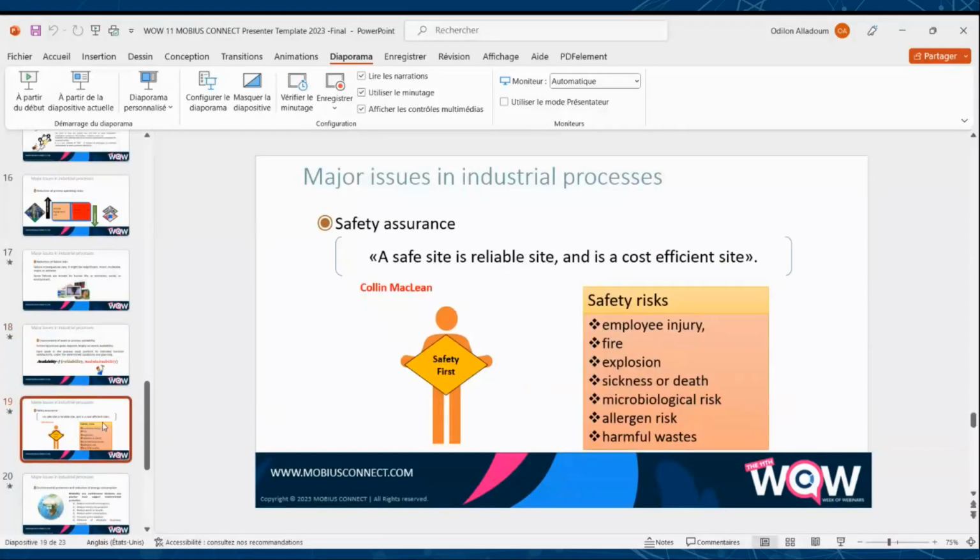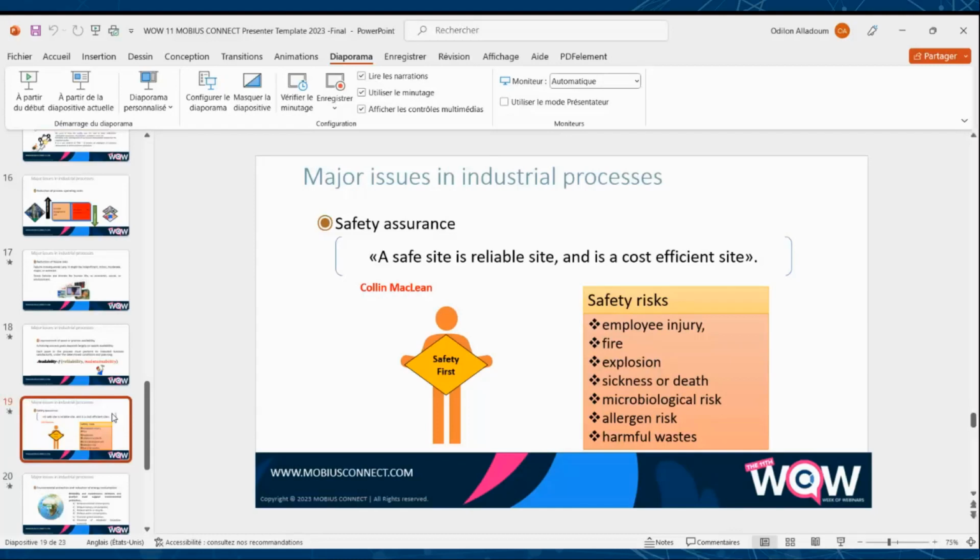Another major issue is about safety assurance. We know that some industrial failures may be very dangerous for human being when they happen. They can cause employer injury, fire, explosion, sickness, or death, microbiological risk, allergen risk, or waste, etc. It is particularly important in transport, where accidents due to failure may lead to human life losses.